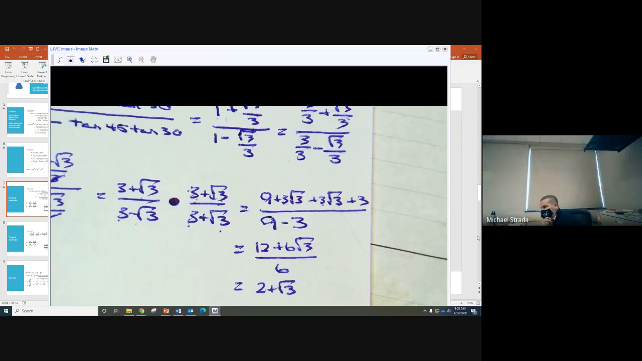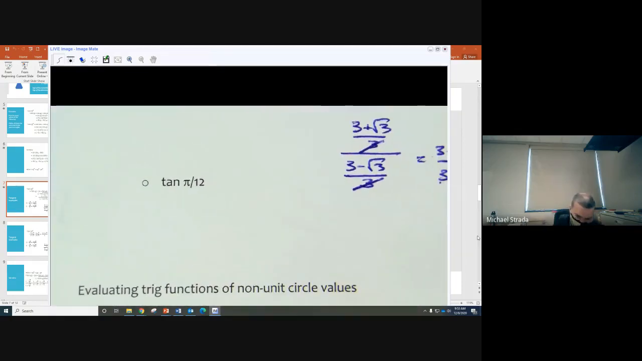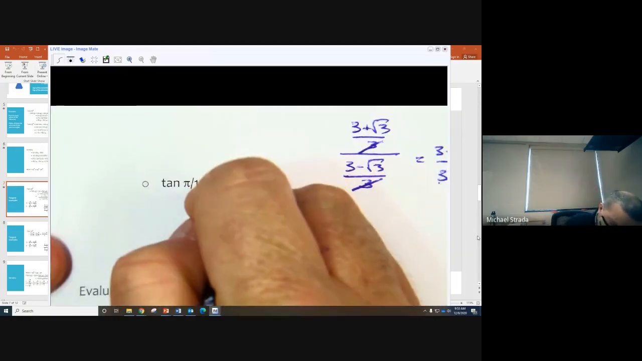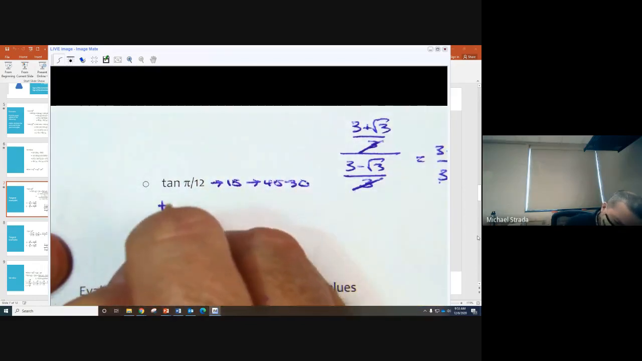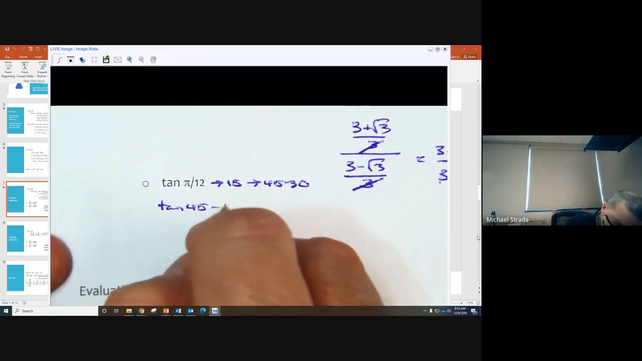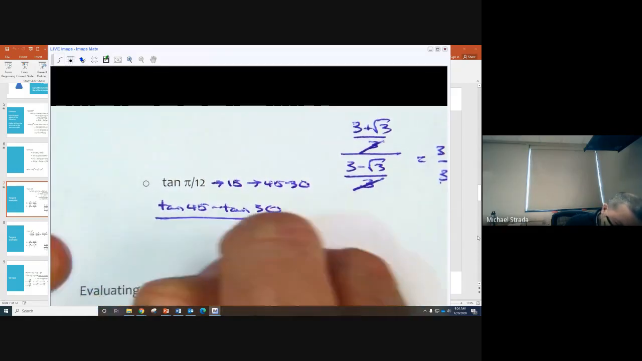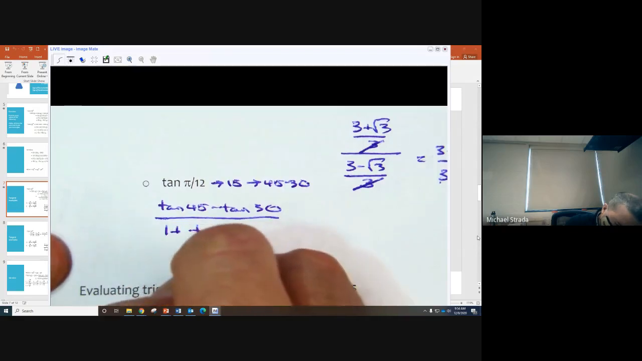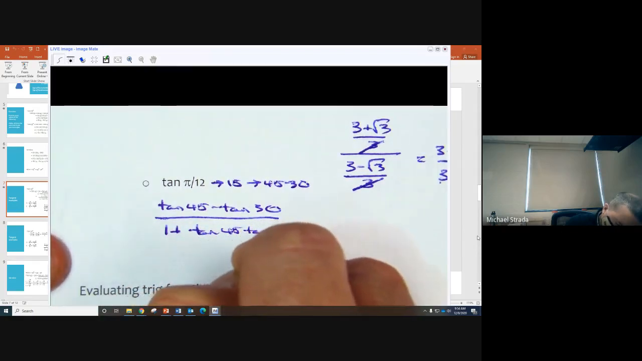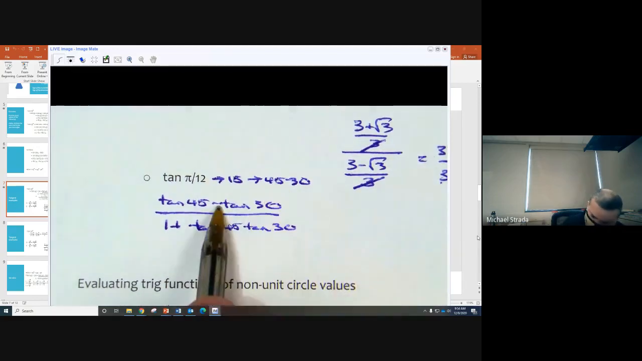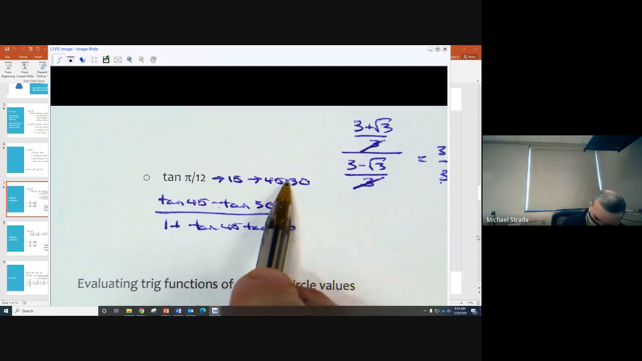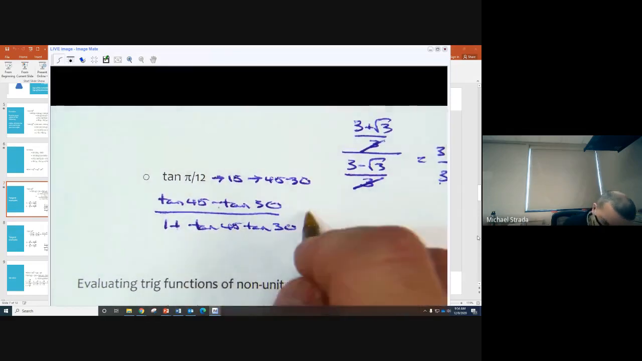With the tangents, guess what? It's always going to be 2 and a root 3. All right. If you have tangent of pi over 12, again, that's 15, which would be 45 minus 30. So the only difference is we're doing tangent of 45 minus tangent 30 over 1 plus tangent 45, tangent 30. So whatever the operation is here, that's the operation there. Whatever the operation here, it's the opposite here, and this is always the product.